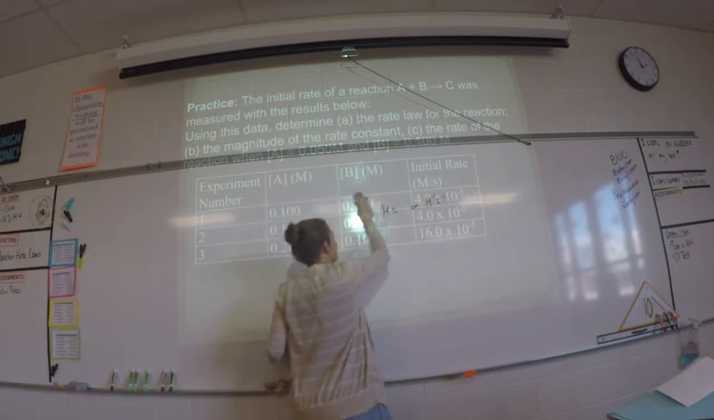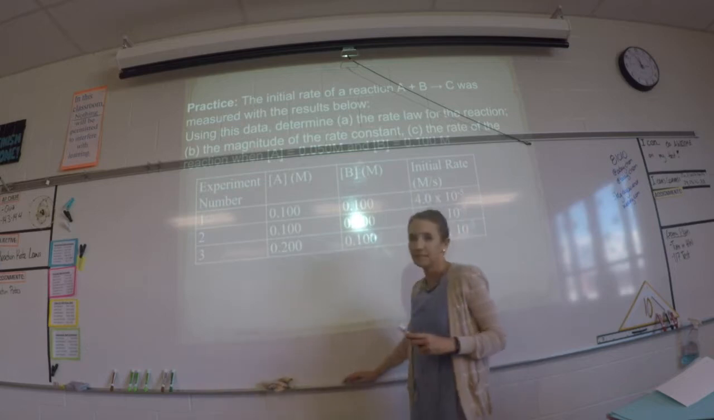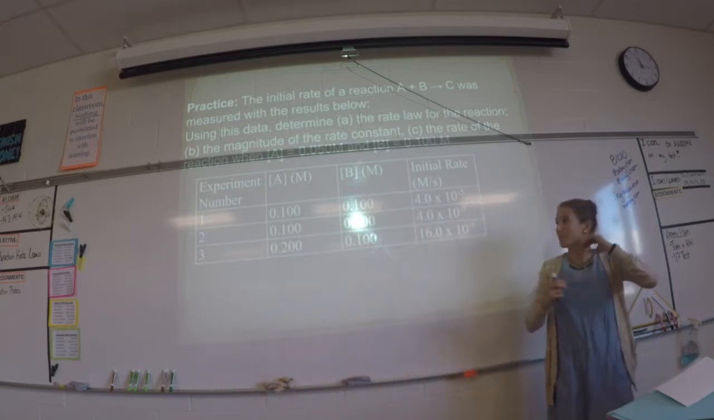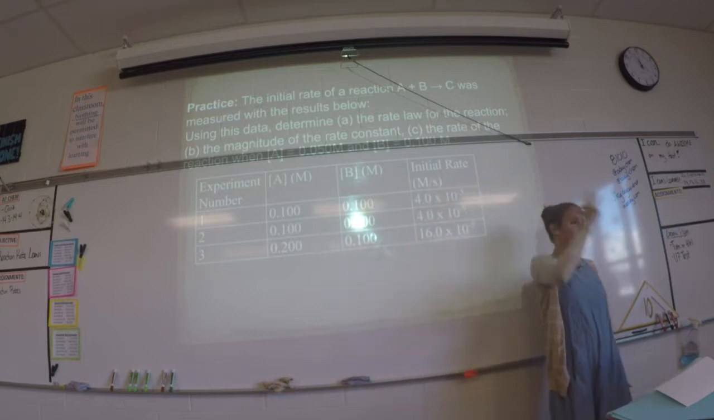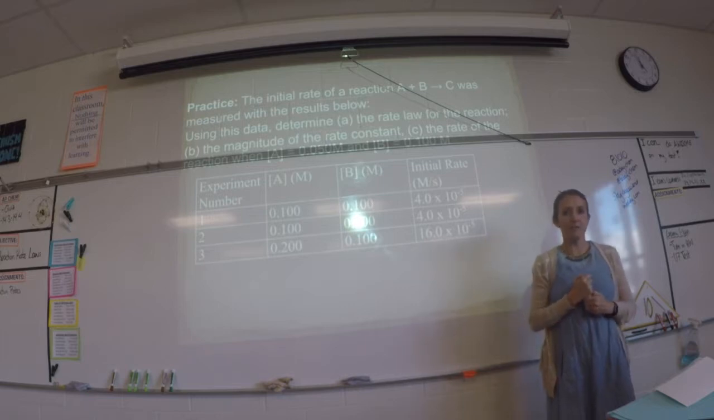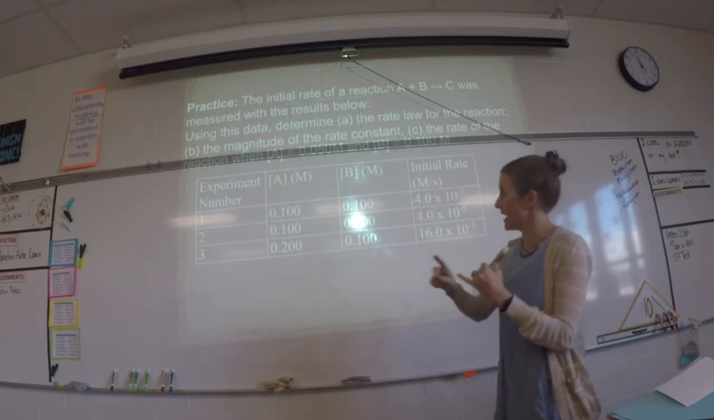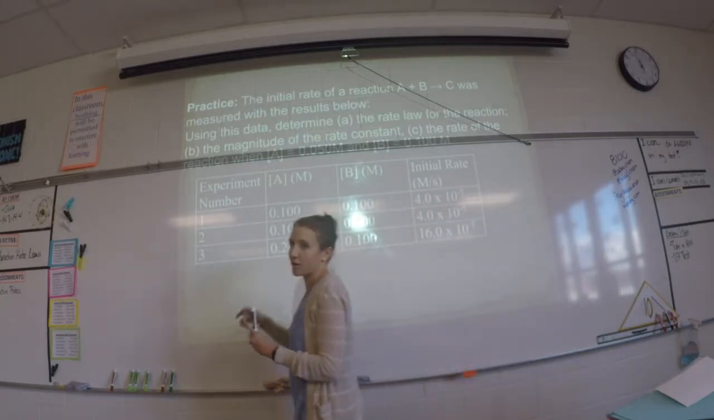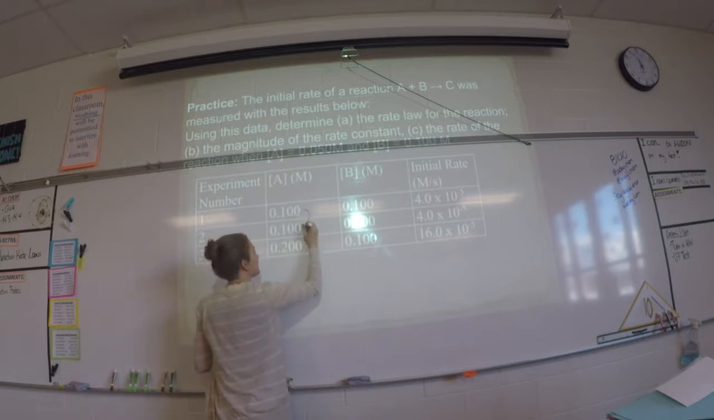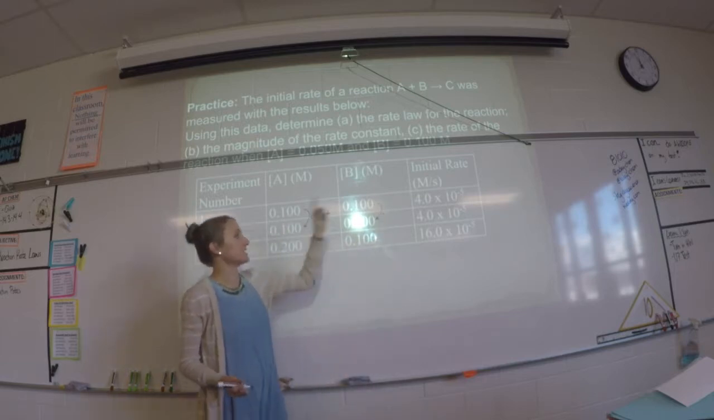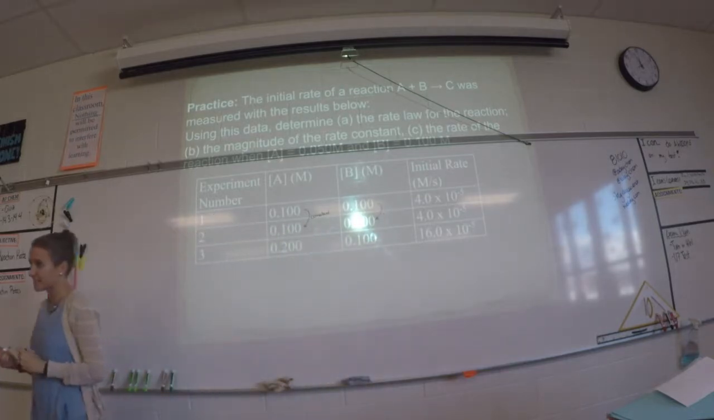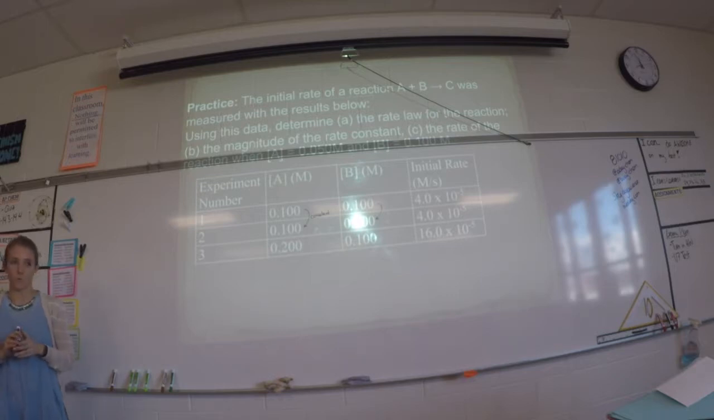Let's have you try with your table buddy and see if you can find for me for A and B, are they zero order, first order, or second order? So once again, you need to compare the data. So I'll get you started, right? So I would notice that this is constant. Notice how that changes, and then what happens to the rate, and that should tell you the rate order.